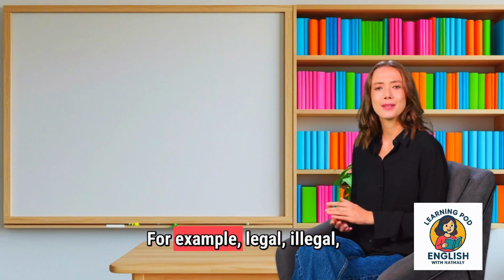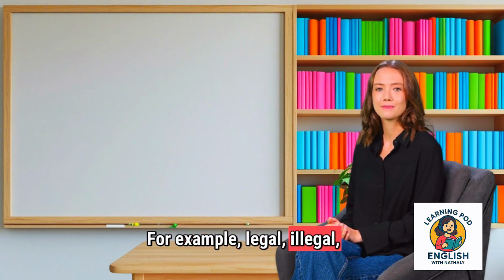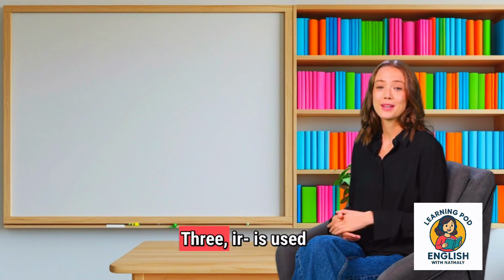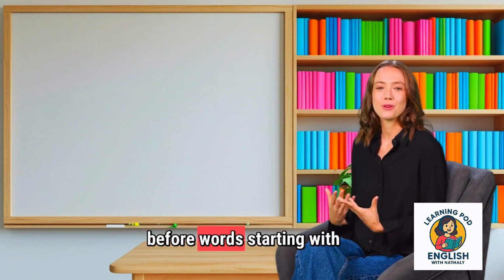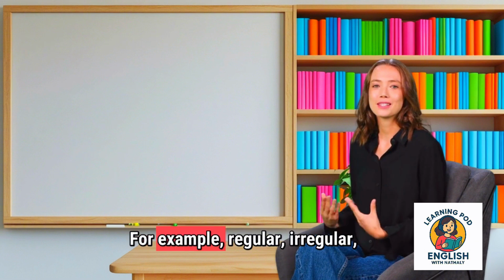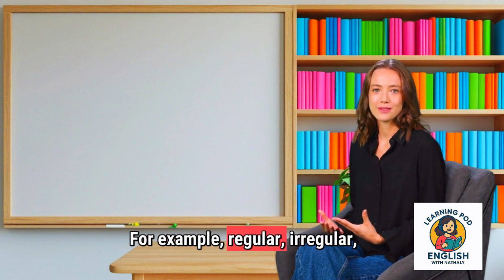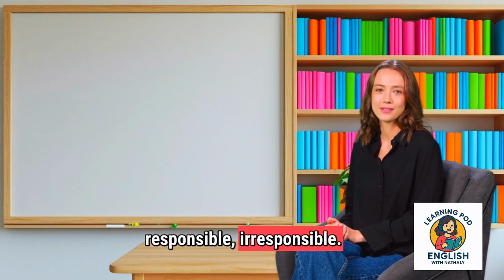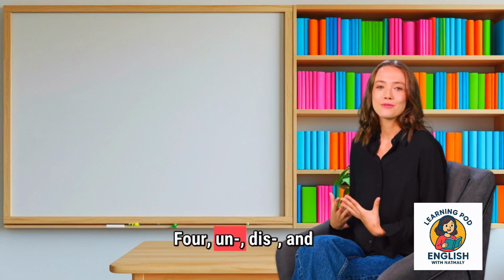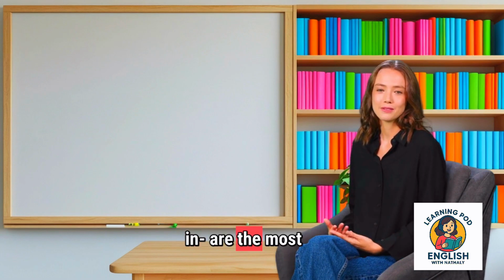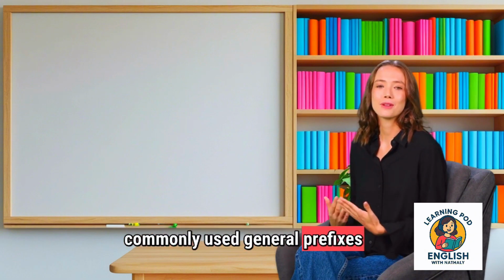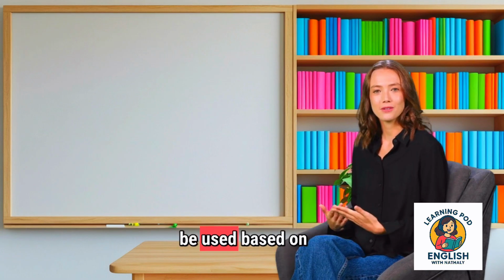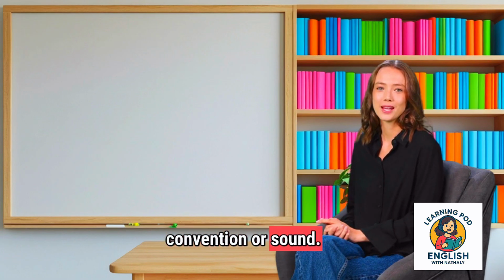2. Il is used before words starting with l. For example, legal, illegal. Logical, illogical. 3. Ir is used before words starting with r. For example, regular, irregular. Responsible, irresponsible. 4. Un, dis, and in are the most commonly used general prefixes for showing negation or contrast and can often be used based on convention or sound.